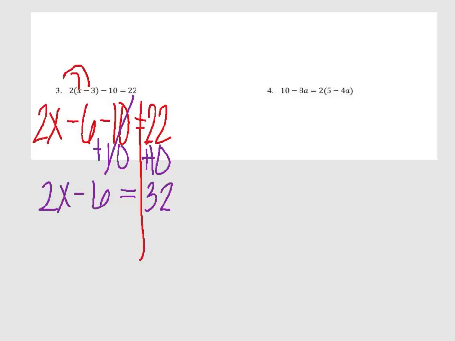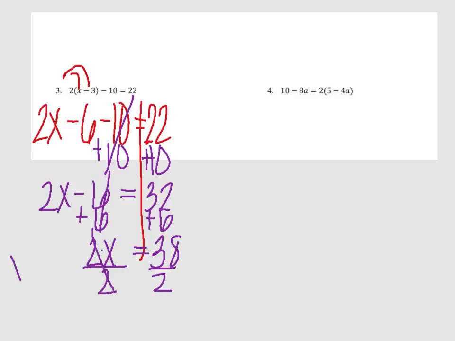My last step is to get rid of the minus 6, so I add 6 to both sides. I'm left with 2x equals 32 plus 6, which is 38. My final step is to get rid of the times 2, so I'm going to divide both sides by 2. My final answer is x equals 19. I have an x by itself, so that gives me one solution.